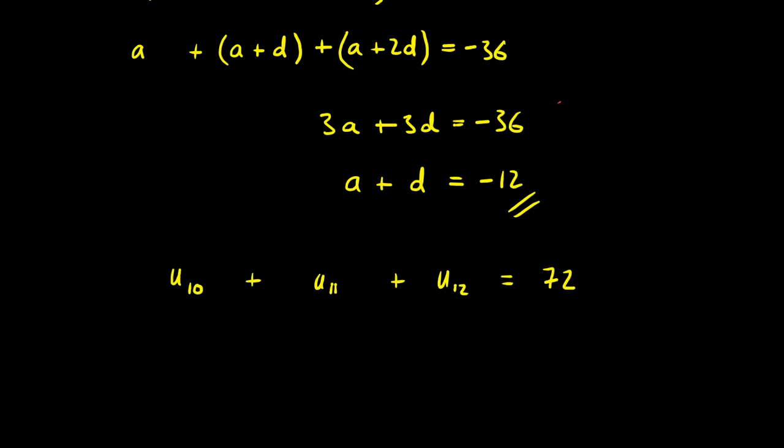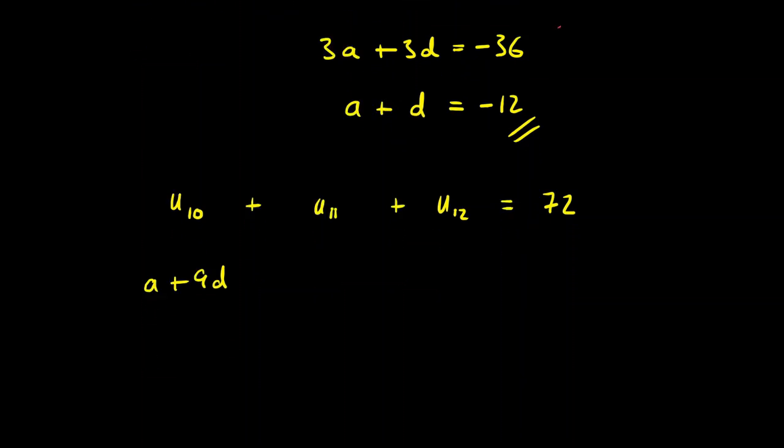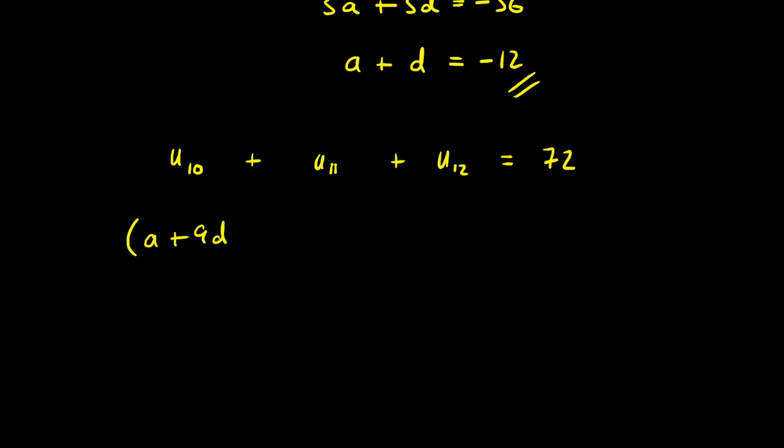And so the 10th term, if we use the formula, is a plus 9d. Just scroll down a little bit. a plus 9d. We know that the 11th term is a plus 10d. And we know that the 12th term is a plus 11d. And that's all equal to 72.